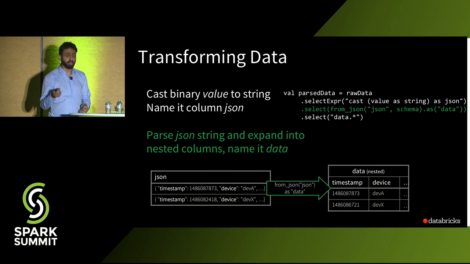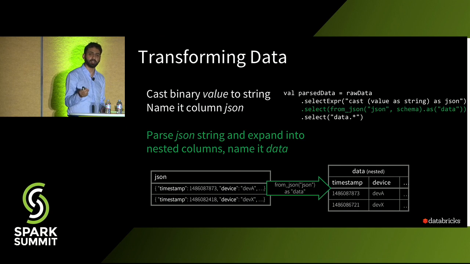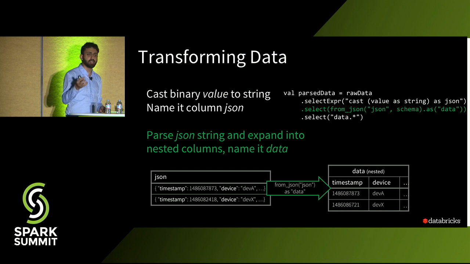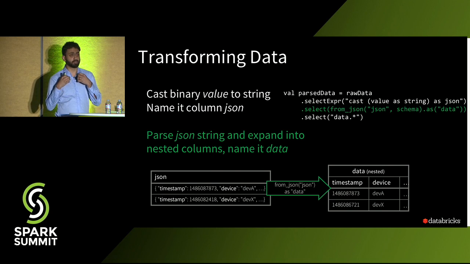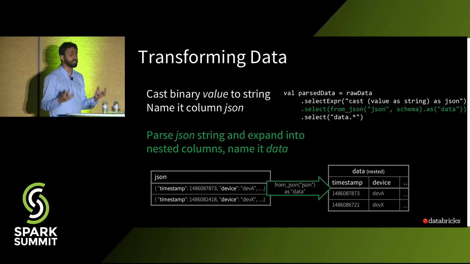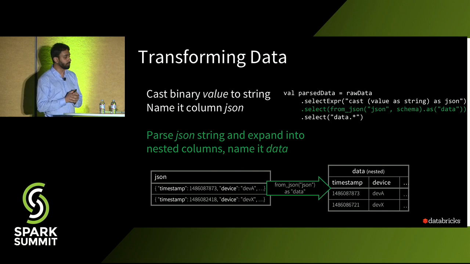Now that it is a string, we have this inbuilt function called from_json. What this does is it can take a string column and parse it, given a user-specified schema, to automatically split all the data inside the JSON into separate columns in the form of nested columns. As you can see on the slide, a single JSON string column gets split into nested separate columns, and now you can do more complex operations.